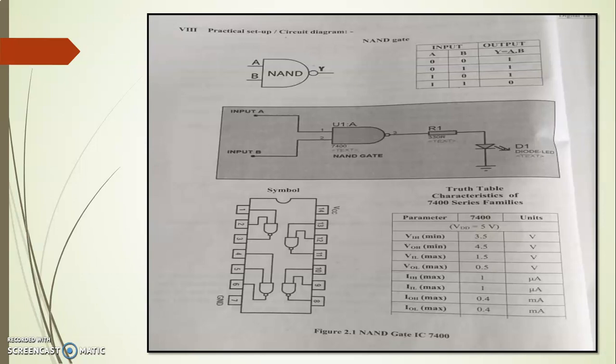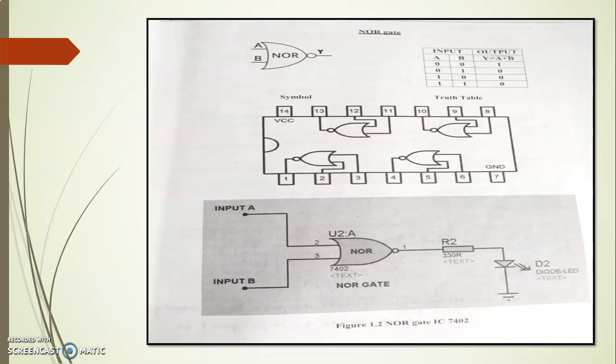So there are 14 pins. VIH minimum 3.5 volts, VOH 4.5 volts, VIL 1.5 volts, VOL maximum 0.5 volt. IIH is 1, IIL maximum is 1, IOH maximum is 0.4 and IOL maximum is 0.4 for IC 7400. The ground is pin number 7 and VCC is pin number 14.